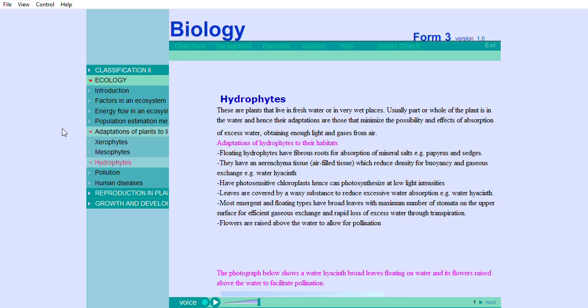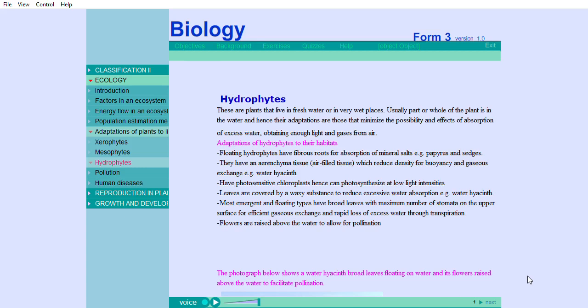Floating hydrophytes have fibrous roots for absorption of mineral salts, for example, papyrus and sedges. They have aerenchyma tissue or air-filled tissue which reduce density for buoyancy and gaseous exchange, for example, water hyacinth. Have photosensitive chloroplasts, hence can photosynthesize at low light intensities. Leaves are covered by a waxy substance to reduce excessive water absorption, for example, water hyacinth.